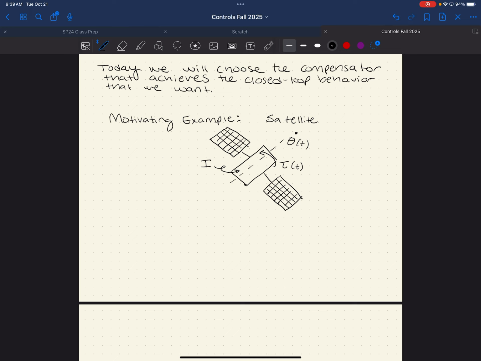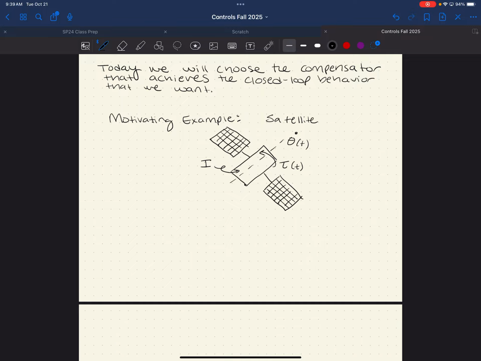Thrusters is one way. Or I heard a flywheel. So a flywheel is the idea that if you spin in one direction, you'll get a reaction force spinning the other direction, or a reaction torque. Okay, so that's all we're going to assume that we have.